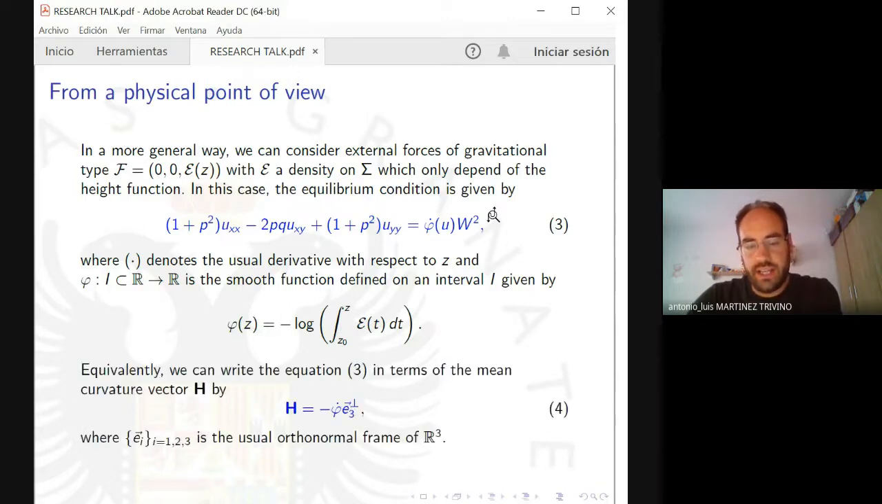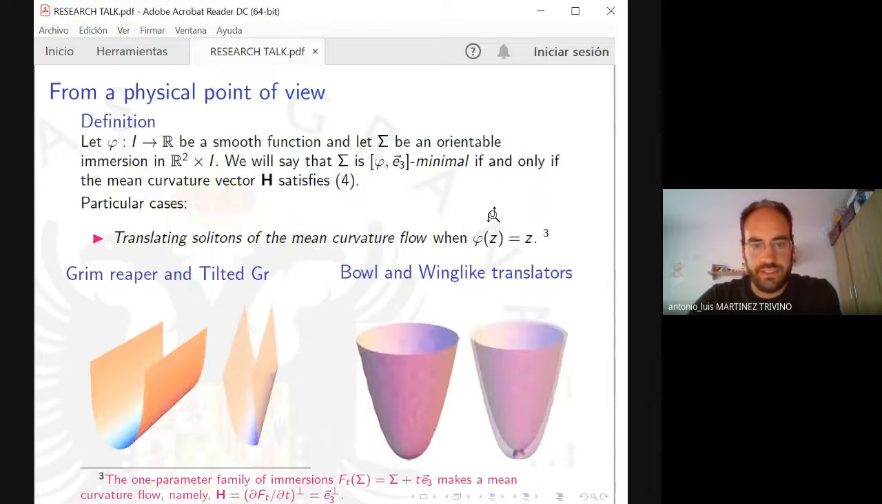On the other hand, equivalently, we can write the previous equation 3 in terms of the mean curvature vector as follows. This equation allows us to introduce the main class of surfaces of this talk. Namely, when phi is a smooth function and sigma is an orientable immersion in R2 cross I, we say that sigma is phi3 minimal if and only if the mean curvature vector satisfies the previous equation 4. Some particular cases of this family are the classical translating solitons of the mean curvature flow when phi is the identity.